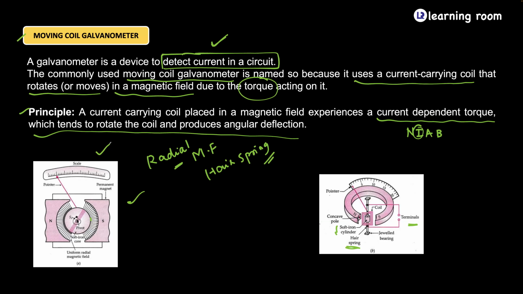Now, having all these things in mind, let's try to understand how this particular device is going to work. As soon as current is passed through this device, what will happen to it? It will experience torque. And what is the torque given by? It is given by the expression NIAB sin theta, where theta is the angle between the magnetic dipole moment and the magnetic field.